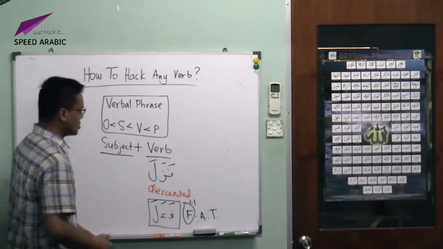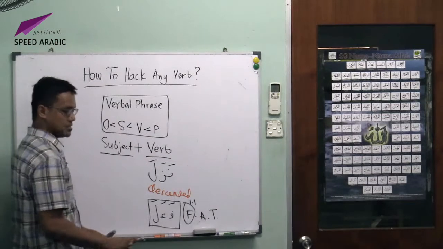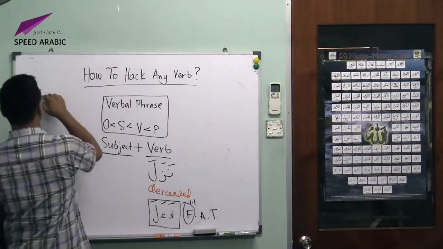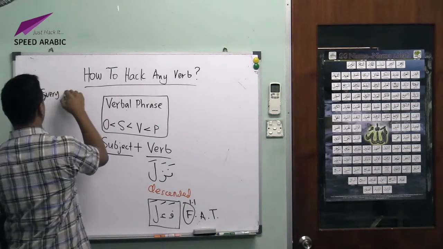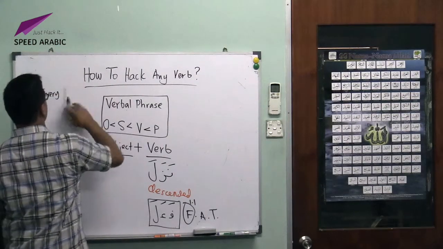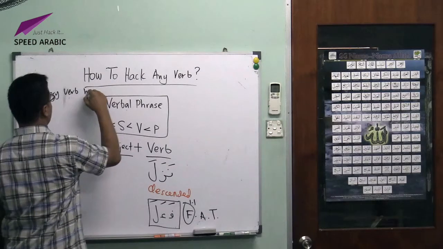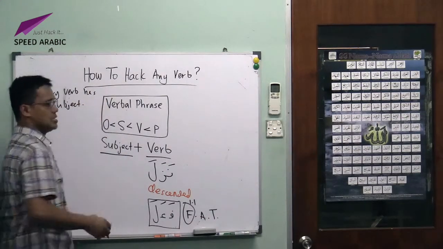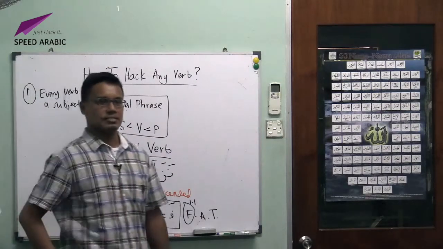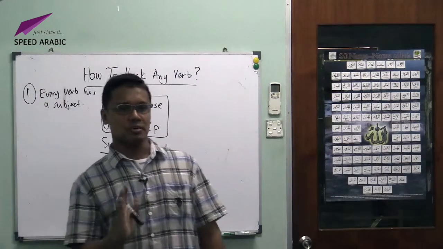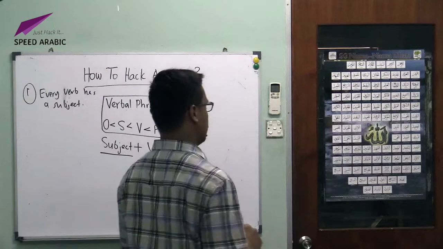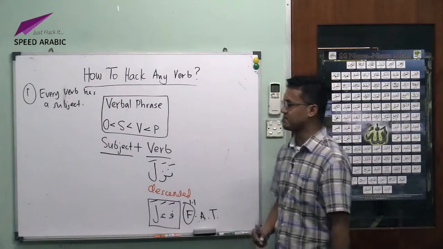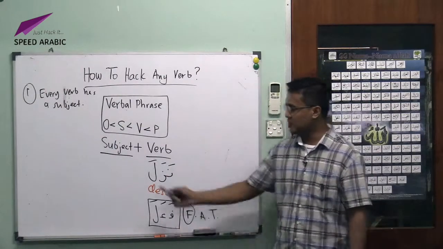Okay. So since every verb has a subject, which is what we have covered last week, we will just write it down here. Every verb has a subject. Okay? This is wajib. Every verb has a subject. So dia rukun gitu, macam rukun verb. The pillar of a verb is there must be a subject. So where is the subject for nazala?